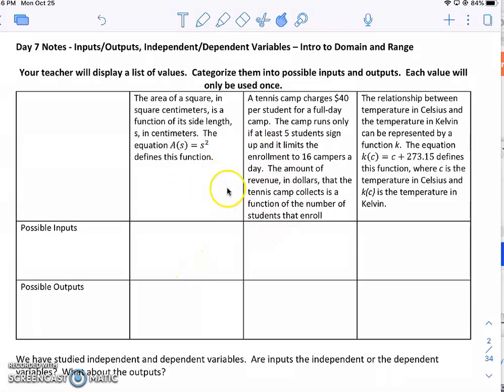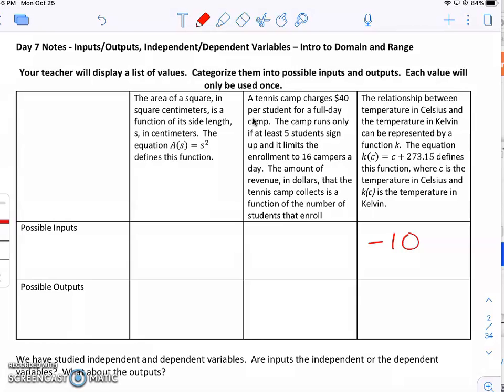So the first thing we did today is we looked at possible inputs and outputs for these scenarios here. One thing we looked at is if there was a negative number, you wouldn't have a side length with a negative number. In tennis camp, it wouldn't have a negative number. So we said we could have a negative 10 there. And then we looked at the tennis camp.